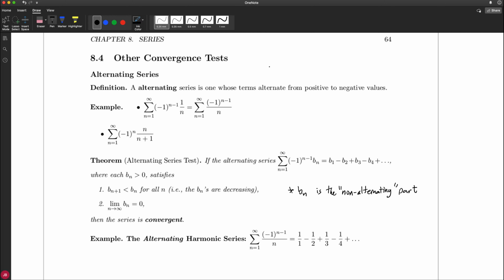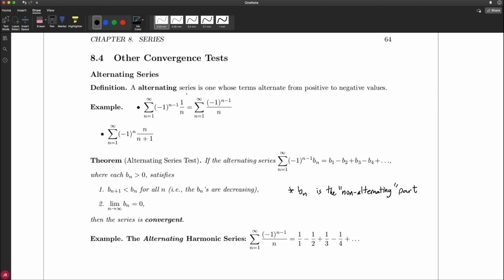Hello everyone, in this video we start section 8.4 where we're going to cover what's known as the alternating series test. That's on page 64 and 65 of the notes. So the alternating series test we're going to illustrate with an example here, but let's first notice some examples of what are known as alternating series.